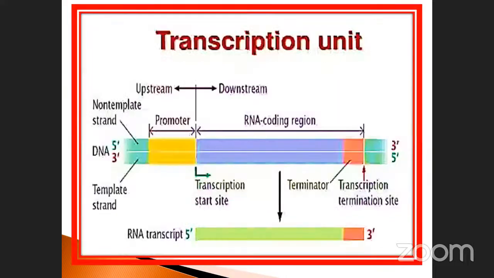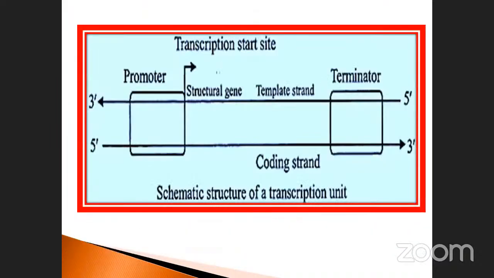Okay, so the next one is the transcription unit. Transcription unit means the start site, where there is a starting place, and a terminator. In between, what things are there? See here, the promoter, the structural gene, the template strand, and the terminator are also there. This is the coding strand, 3' to 5', 5' to 3'. This is the structure. Sometimes they may ask diagrammatical questions.